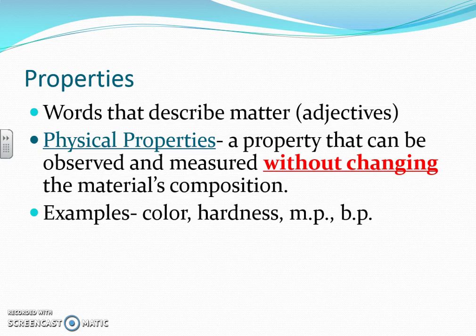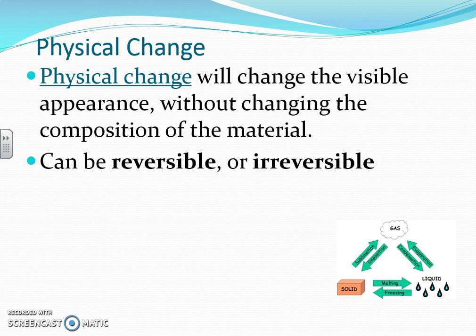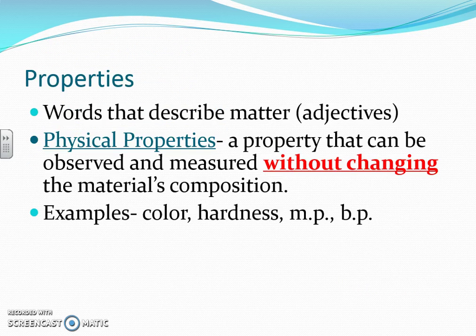So a bunch of other stuff about properties. Properties are words that describe matter. These are adjectives that we use, compared to changes, which are different, and we'll talk about them here. Physical properties are something you can observe without changing a material's composition. So if something is blue, when I look at it and say that it's blue, it doesn't change color. I'm not changing the fact that it's blue.